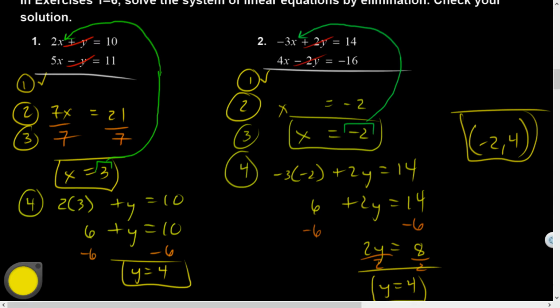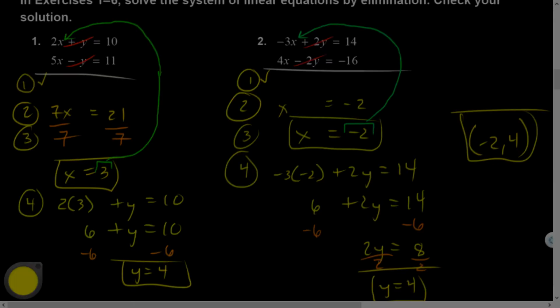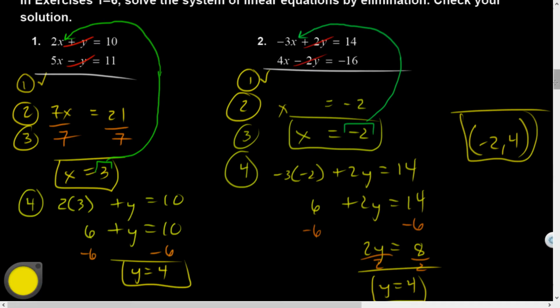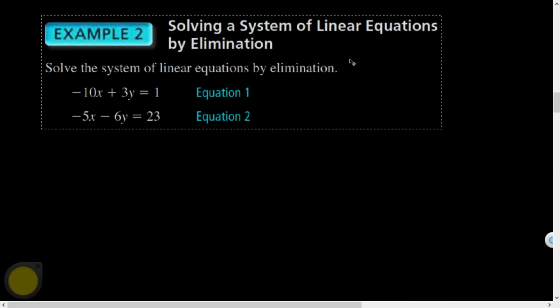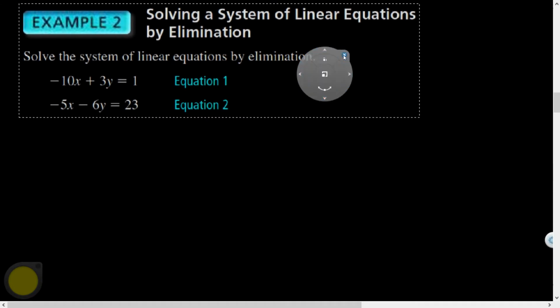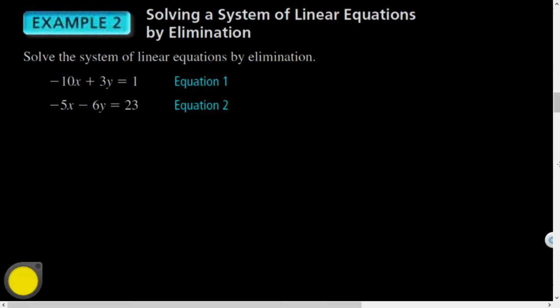Let's see. Let's try example 2. I think I've only got one kind of like this on your homework tonight. You'll see more tomorrow. Let's try example 2 together. Okay. Step 1. So you guys looking at this, example 2, do any of my variables have opposite coefficients? No. None of them do.